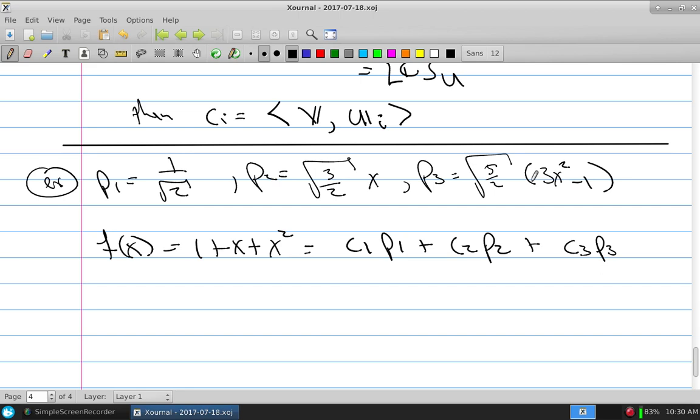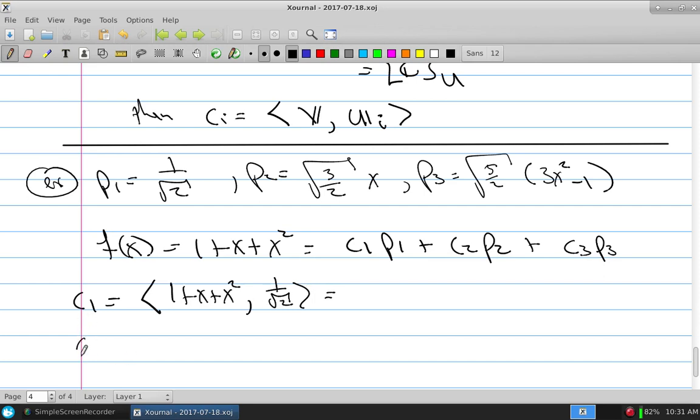Well, all I'd have to do is say C1 is going to be what? What does this theorem say? Take the inner product of, where am I looking? I'm looking at 1 plus x squared with, who am I comparing it to? 1 over radical 2. That's just an integral. To integrate negative 1 to 1 of those two multiplied. And that'll be the coordinates.